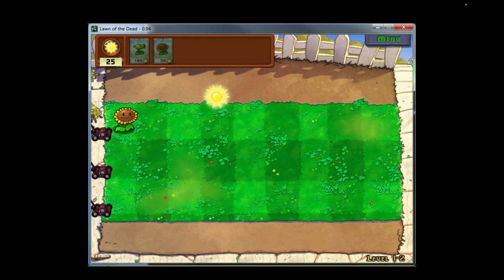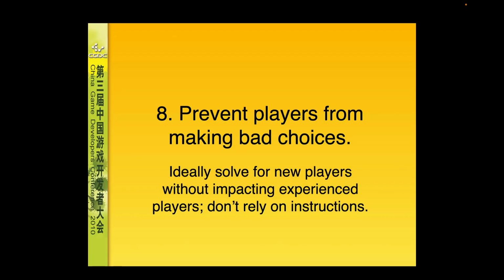They also added, in case you get into trouble, sun falling from the sky. This was a later addition to help people who made a mistake and maybe didn't plant a sunflower and got into a situation where they could no longer do that. They also made the sunflower cheaper so that it would be more enticing to plant one of those. So all of this is under the umbrella of helping to prevent players from making bad choices.